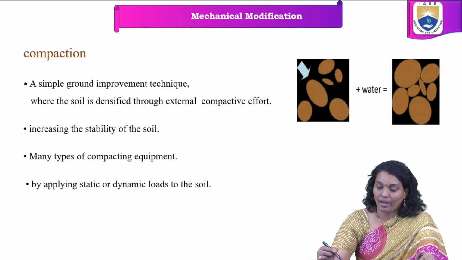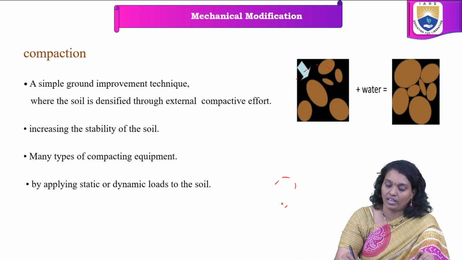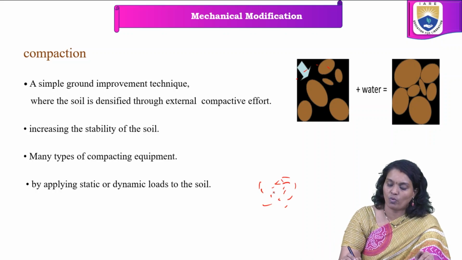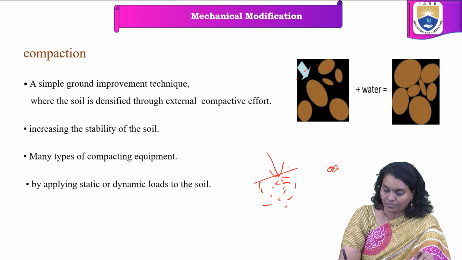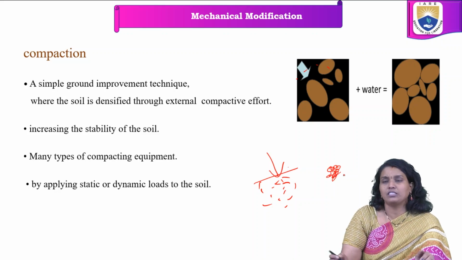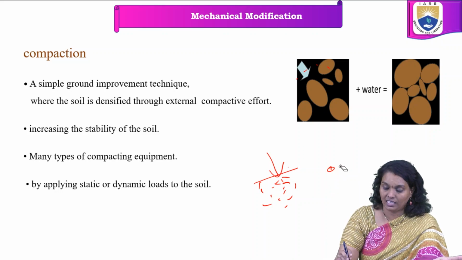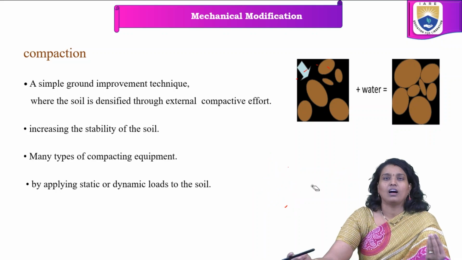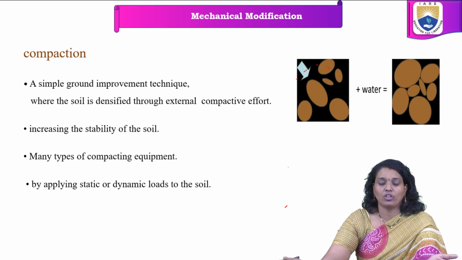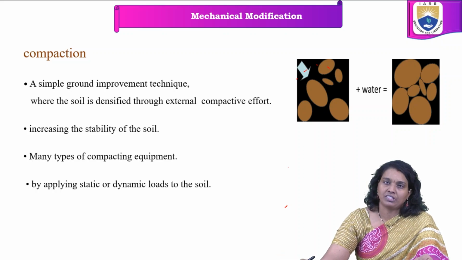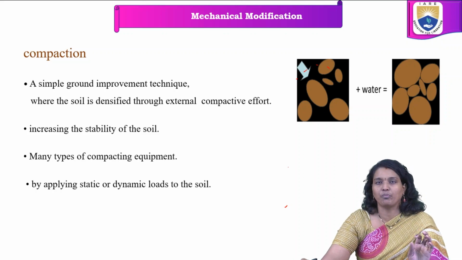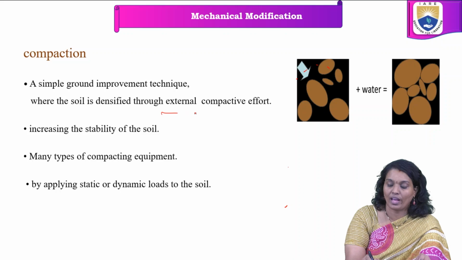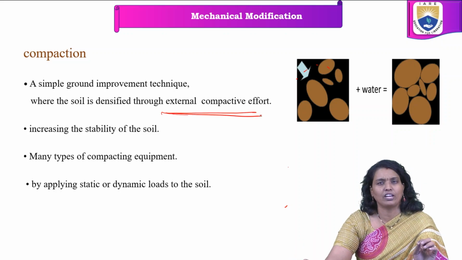Coming to compaction, we have to understand the soil and what phases it may be in. Once we apply mechanical force to it, it is going to densify. How much it compacts depends upon the soil fineness, the aggregate fineness, and how the soil behaves, that is the nature of the soil. So it is a simple ground improvement technique where the soil is densified through an external compactive effect. Here we are talking about the external compactive effect.